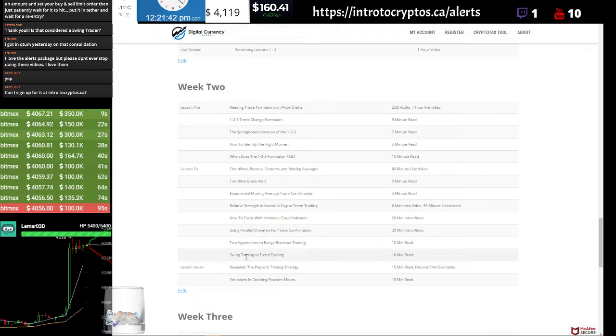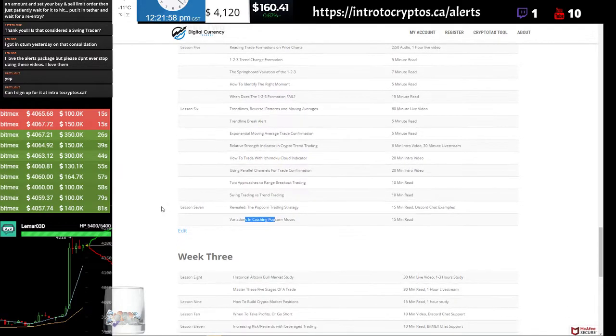We've got a couple different trading strategies here: the range breakout, the swing trading, the popcorn trading strategy, variations in the popcorn strategy. It's not just the simple trading plan with the 1, 2, 3 bottom formation. There's a lot of different options for us here in the course.